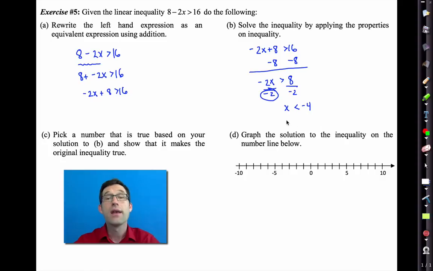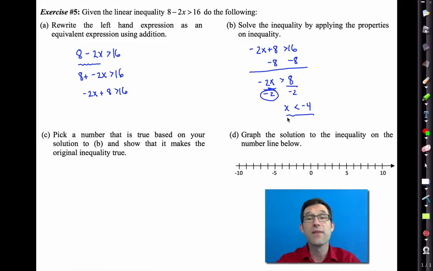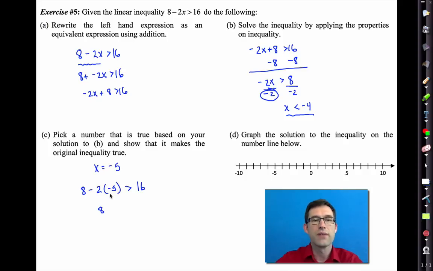Sorry about that. Now what I want to do is pick a number that lies in this solution and test it. So think about a number that would make that true. An easy one is x equals negative 5. Negative 5 is less than negative 4, lies to the left of it on a number line. So let's test it in the original inequality. 8 minus 2 times negative 5 is greater than 16. A negative times a negative is a positive, so 8 plus 10 is greater than 16, and 18 is greater than 16. And that is most certainly true.